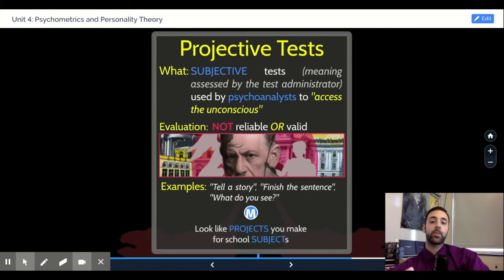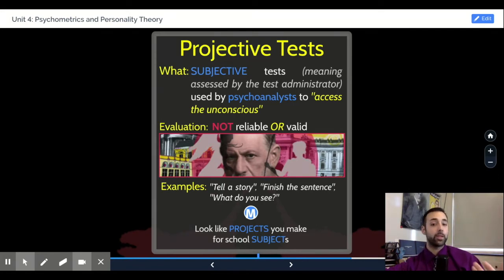First concept that we have to talk about is the name of the test that we're going to be talking about. We're going to be talking about what are called projective tests. Projective tests are subjective tests used by psychoanalysts or people who are psychoanalytically oriented as a means of accessing the unconscious. Because again, the id and the superego exist on an unconscious level. You don't consciously know that they're there. And your impulses, your traumatic childhood experiences, all of those things exist again on an unconscious level, which by definition are things you're unaware of.